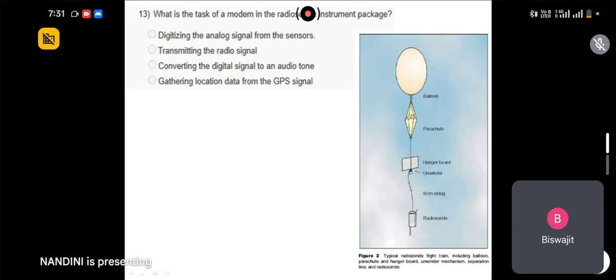I think it is transmitting the data that it is collecting using radio waves, I guess. That's why it is known as radio sonde. And it is used for atmospheric sounding or atmospheric profiling. That's why radio sounding. Yeah, so what will be the answer to the question?